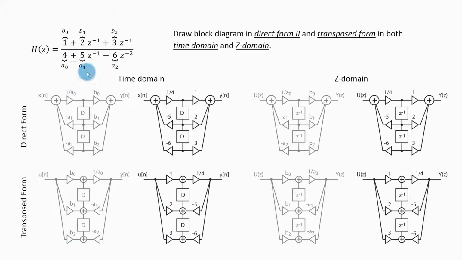So this number 1 will come here, this number 2 will come here, this number 3 will come here, and I need to write 1 over A0 here, so 1 over 4 will come here, and I need to write negative coefficients A here. So this will come here as minus 5 and this will come here as minus 6. The other forms are done in similar fashion, so try them yourself and compare your results with what you see here. And you should be able to do this in the opposite direction as well.